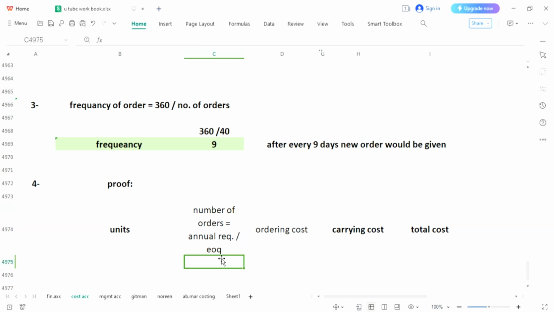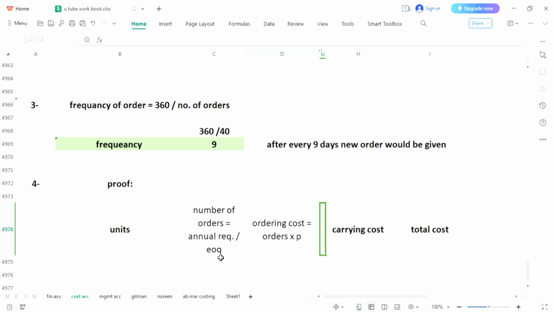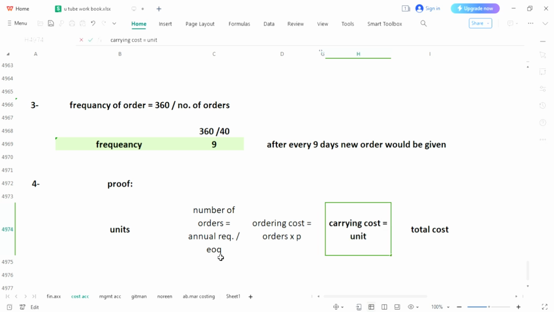So in this way, the first calculation would be completed, and then you will see your ordering cost. For that, orders would be multiplied by small p, that means the cost of placing one order, and then the third column would be used to calculate your carrying cost, for which you need to have units. It would be multiplied by carrying cost, and then it would be multiplied by 1 divided by 2. What is this 1 by 2?